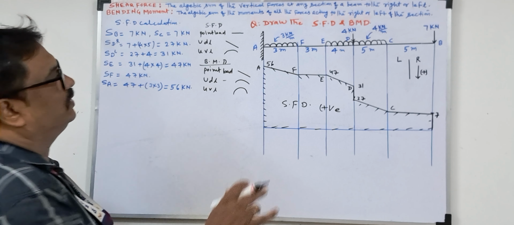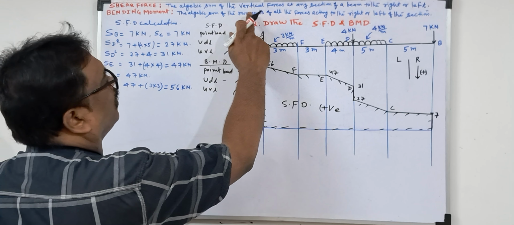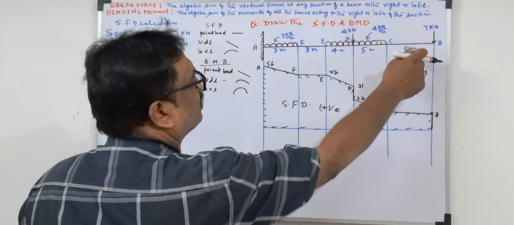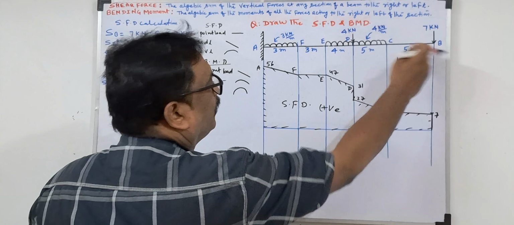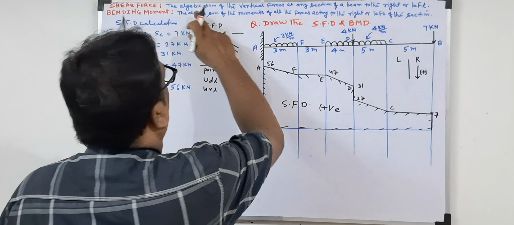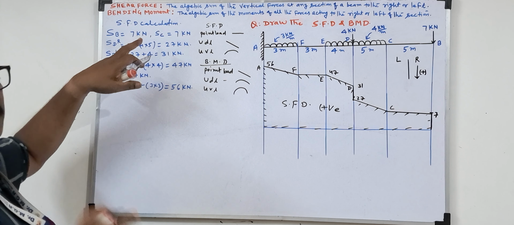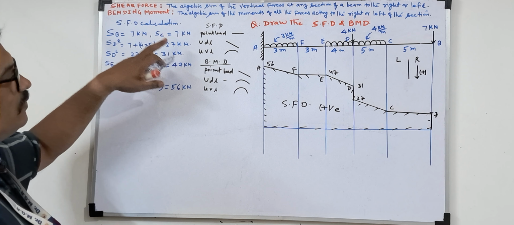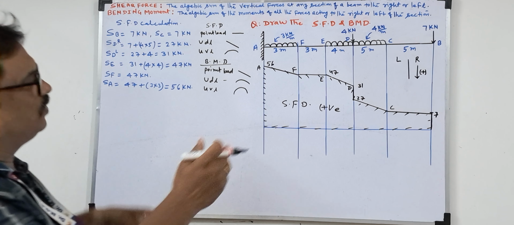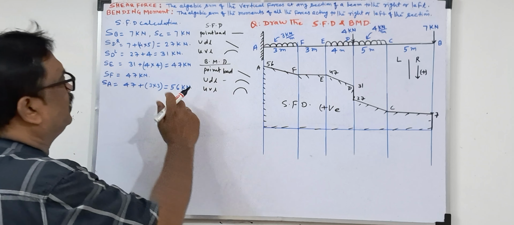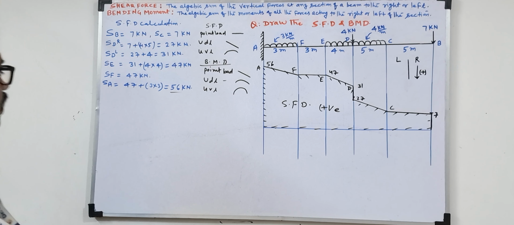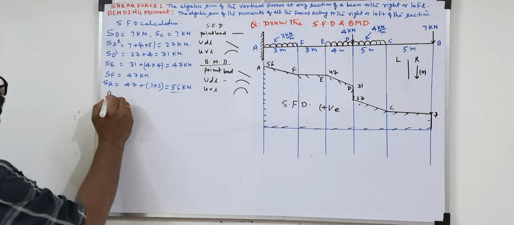See the concept, how simple it is. Shear force means the algebraic sum of all the vertical forces at any section of a beam, to the left or right. We have to add them algebraically. I did the addition work: 7, then the remaining 27. So we added continuously and reached 57. So now we'll go to the bending moment diagram calculation.